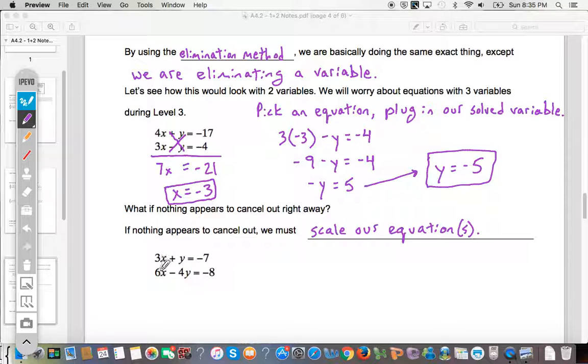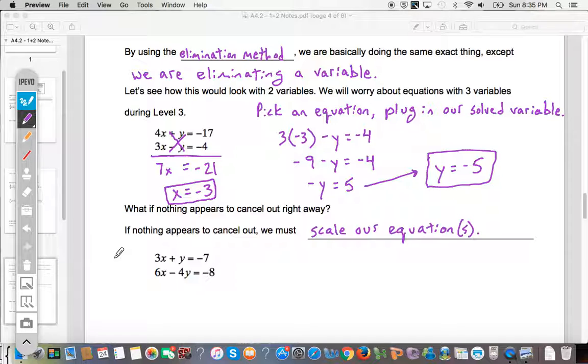So first we need to analyze our equations. Okay, so we have 3x plus y equals negative 7, and we have 6x minus 4y equals negative 8. So ideally, just to make the math simple and to save some time, I'm going to pick a variable first, and I'm going to pick an equation that only needs to be scaled once.